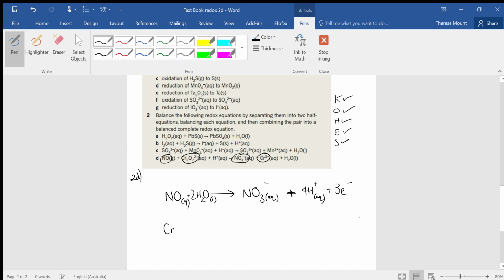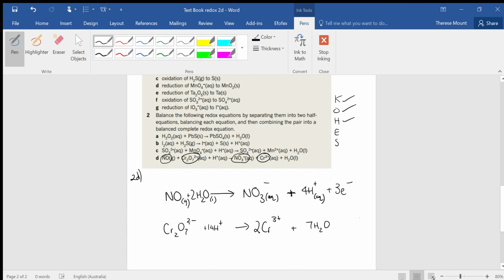Second half equation. Okay, so let's balance this one. 2 chromium, 1 chromium. I'm going to add a 2 there to balance the key elements out there. 7 oxygens here, so I'm going to add 7 waters to balance out my oxygens. So I've got 7 oxygens there, 7 there. Hydrogens, I've got 14 hydrogens. None on this side yet, so I'm going to add 14 hydrogens. That balances.